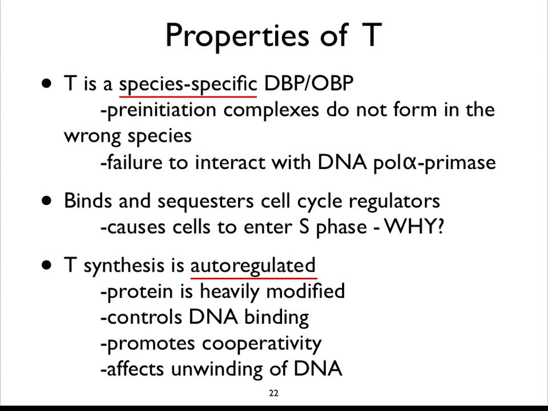The protein is heavily modified. It has many different kinds of decorations, acetylations, phosphorylations, ribosylation. And these things are important because they control DNA binding. It controls how the protein interacts with host proteins. It promotes cooperativity. You don't get just one T antigen molecule binding to an origin. You have two sets of molecules that are hexameric in nature. And ultimately, it affects whether or not the molecule will unwind DNA. So how it's changed by the host, all the modifications are host-driven, affects what the protein does.